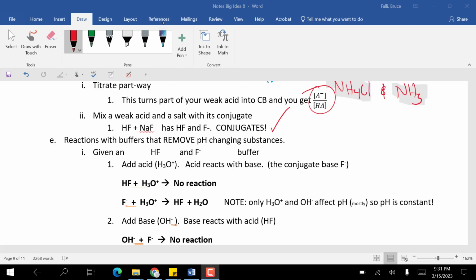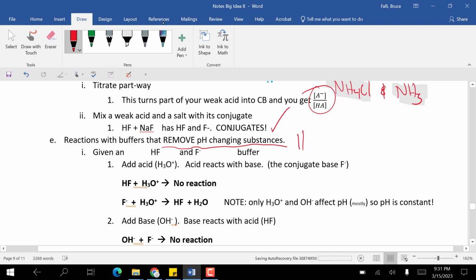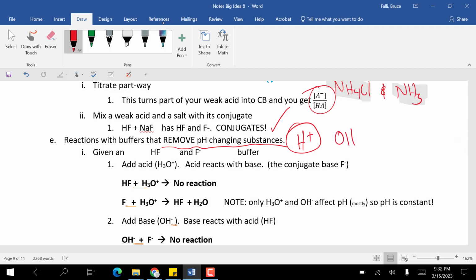Reactions with buffers that remove pH changing substances. Remember, there's only two things that affect pH. The two things that affect pH are H positive, H3O positive, protons, and OH negative. They're the only ones. Okay.